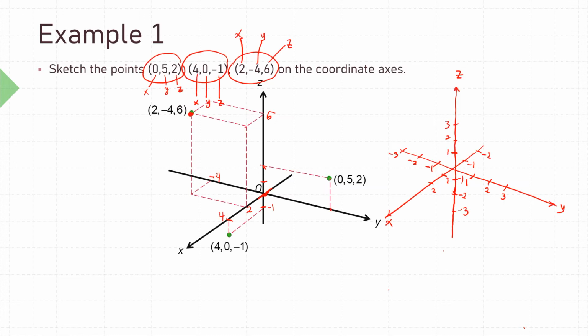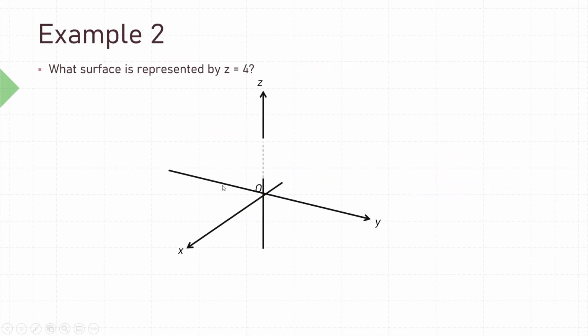If you see this, you can see that this is actually a rectangle, so that's why its name is rectangular coordinates.